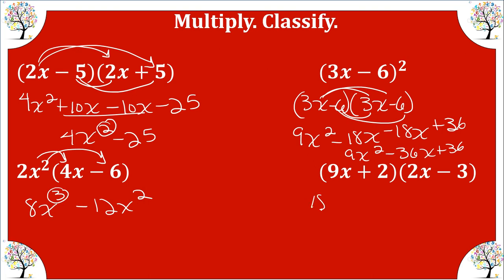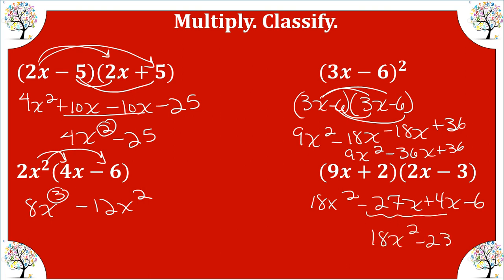9x times 2x, 18x squared. 9x times negative 3, negative 27x. 2 times 2x is 4x, and 2 times negative 3 is negative 6. Combine the linear terms. And we have a quadratic trinomial.